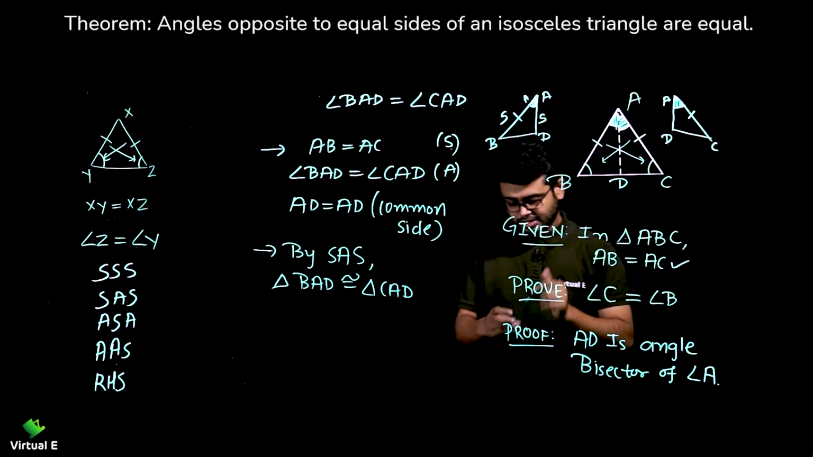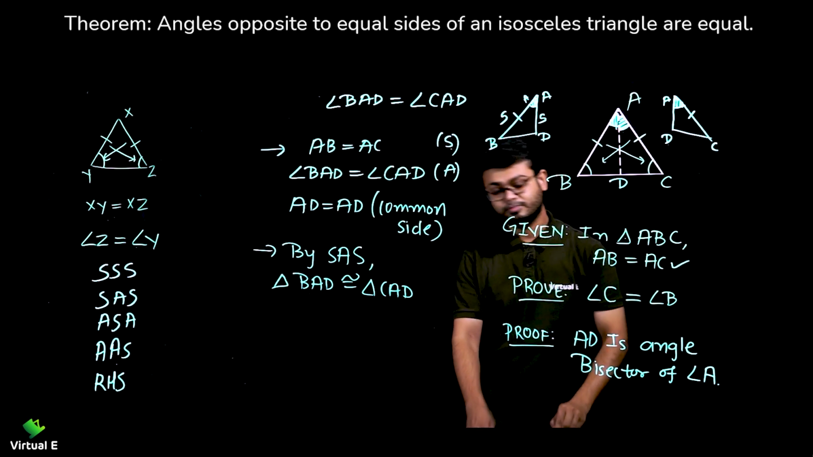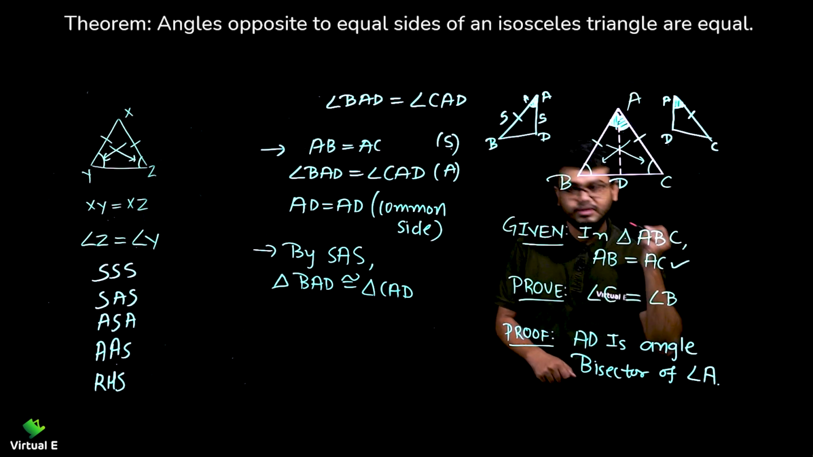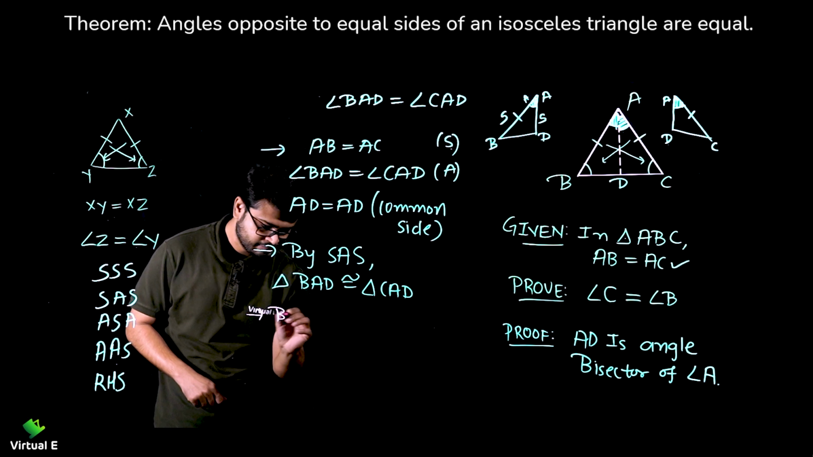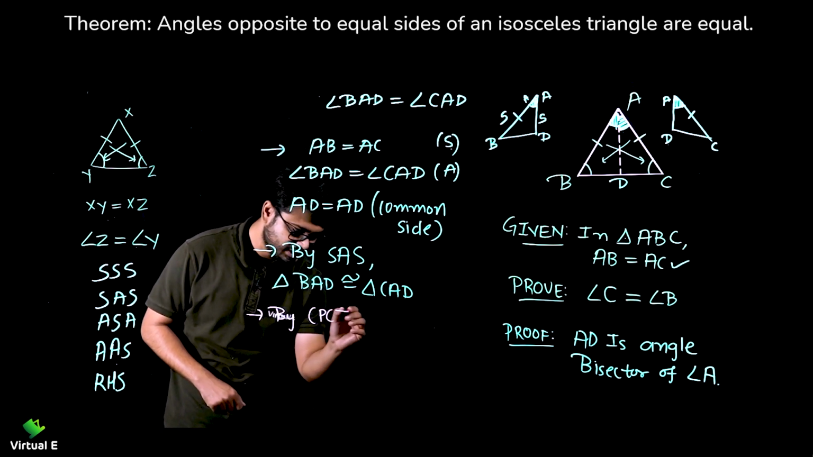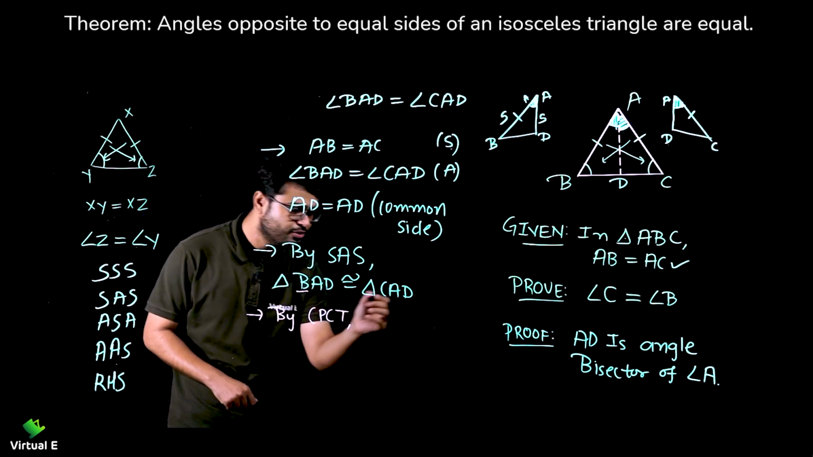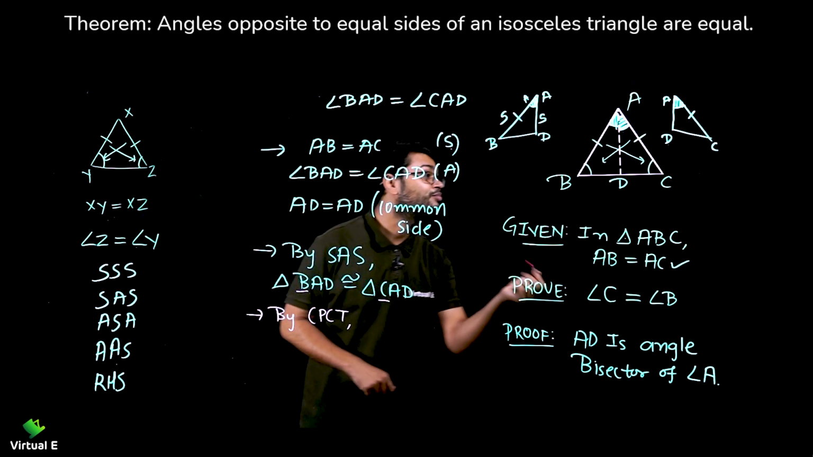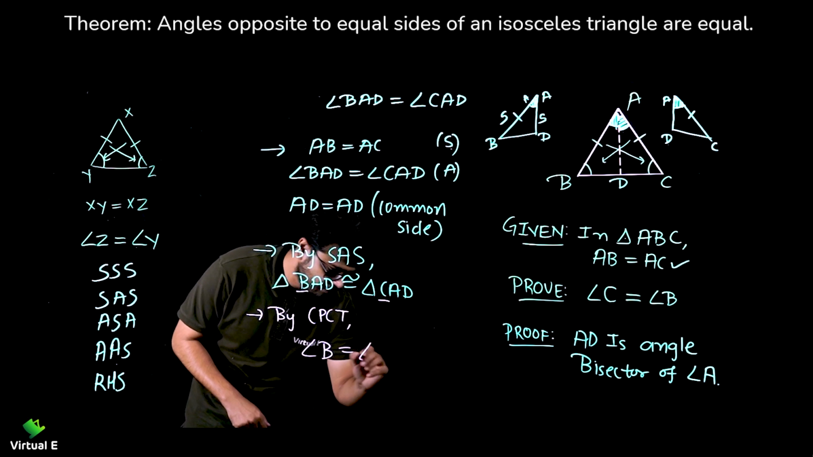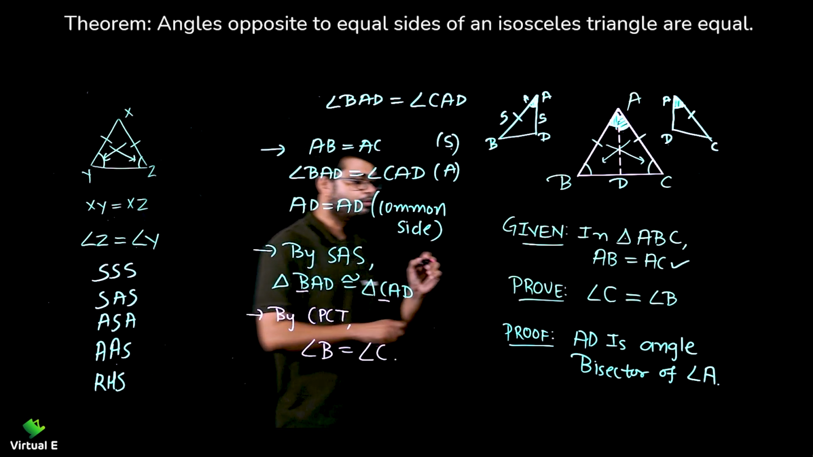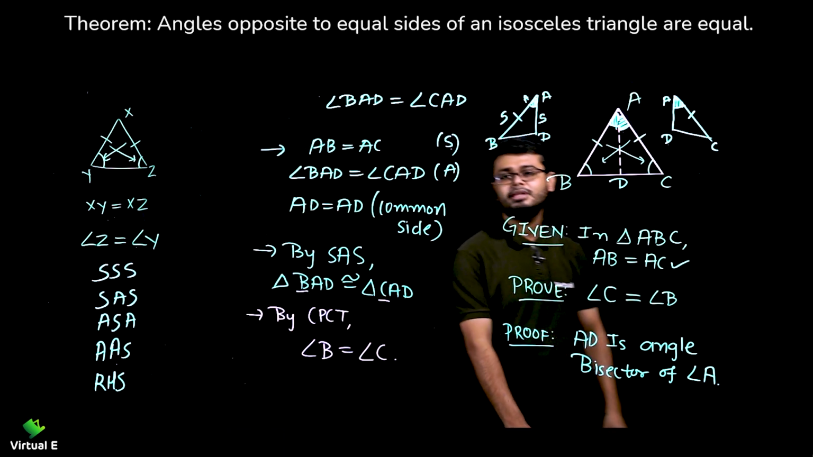That being done, now what we wanted to prove is that angle C is equal to angle B. So by CPCT we can write C, B goes with C, right? This is what we wanted to prove. So we can finally write angle B is equal to angle C. We have proved it, right? This is a very simple thing to do.